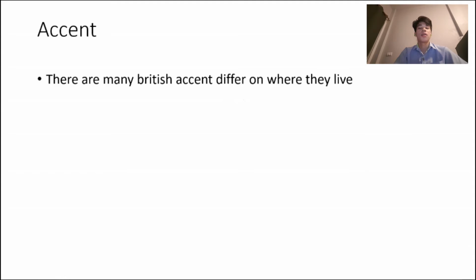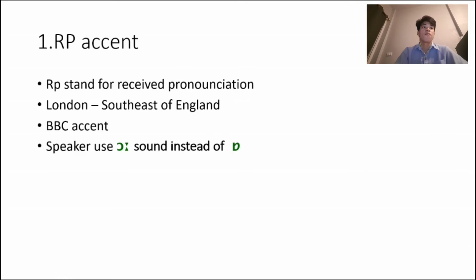The accent. There are many British accents that differ in variety. The first accent is the RP accent. RP stands for received pronunciation. The RP accent is associated with London and the southeast of England. The RP accent is also known as the BBC accent. Speakers use a different vowel sound instead of the usual one.